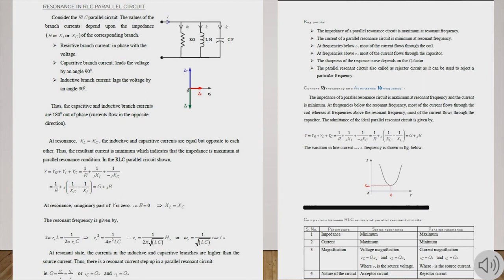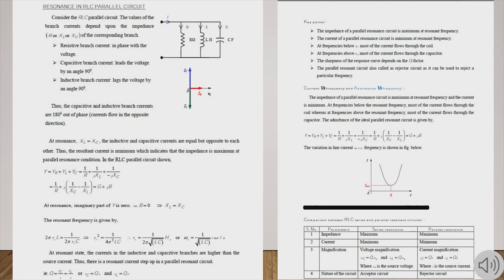The admittance of the ideal parallel resonance circuit is given by Y = YR + YL + YC, that is equal to 1/R + 1/(jXL) + 1/(−jXC), which is equal to 1/R + j(1/XC − 1/XL), which is equal to G + jB. The variation in line current with respect to frequency is shown in the figure below.